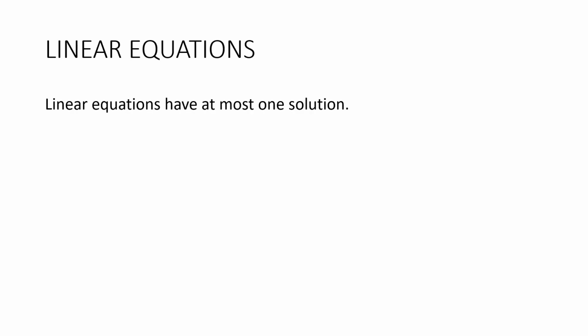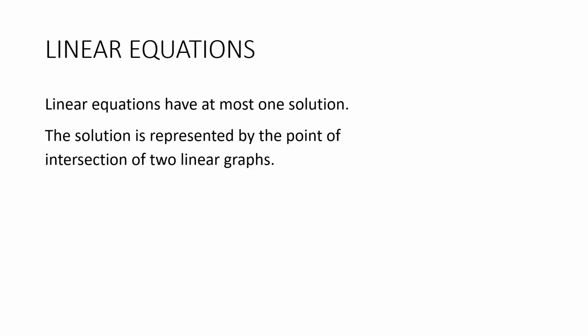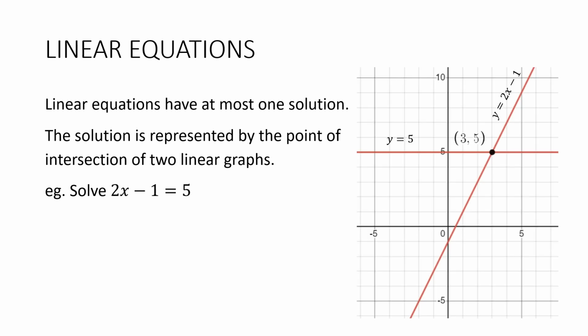Now, linear equations have at most one solution, and we can see this graphically because that solution is represented by the point of intersection of two linear graphs. Suppose I want to solve 2x minus 1 is equal to 5. That's a fairly easy equation. You would know how to do this algebraically. But I could graph y is equal to 2x minus 1 and y is equal to 5 and find that point of intersection. You see, one solution. There's only one point where the two lines cross. Here's the point of intersection, (3, 5). The solution to this equation is x is equal to 3.